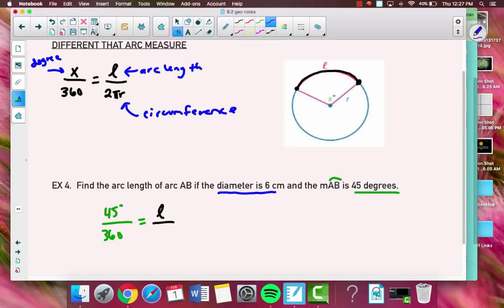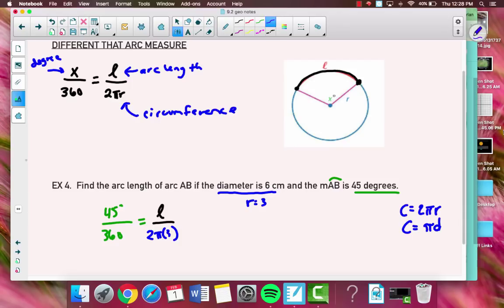over, and then we need our formula. Remember, circumference is equal to 2 pi r. If the diameter is 6, then our radius is 3. So we'd have 2 times pi times 3. Or you could also just do pi times diameter, so you could have just had 6 pi here. It's the same thing. And now we just have to simplify.